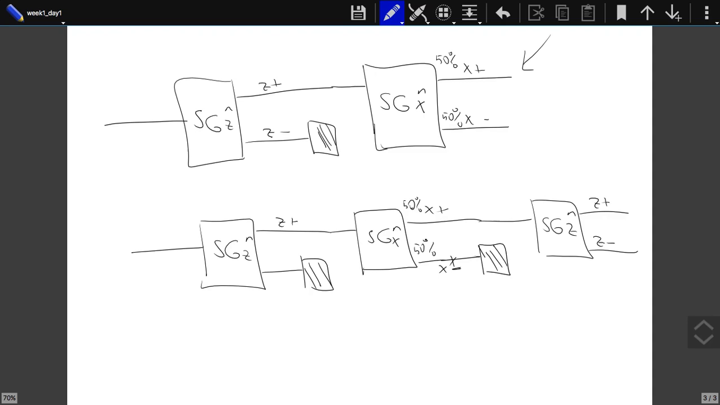Well, you can say that in going through the X Stern-Gerlach apparatus in the X direction, maybe something happened there. Some of the Z plus was somehow converted into Z minus. But it's not just some. It's again 50%, 50%.